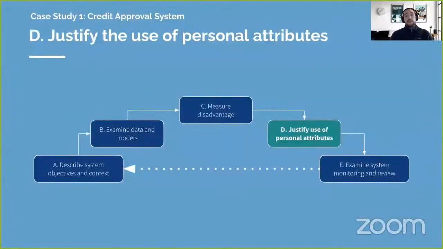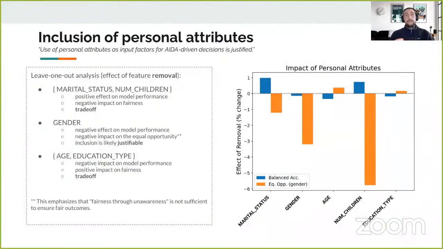Another trade-off I want to touch on is related to the use of personal attributes in the model. In the Singaporean context, the second fairness principle basically requires that the use of personal attributes as input factors for AI and data analytics driven decisions be justified. We approach that by saying, look, a good way to figure out whether the inclusion of an attribute can be justified is to see what happens when you leave it out. So the bar chart on the right is a leave one out analysis. It goes through the personal attributes in the data, removes them from the set of input features to the model, retrains the model, and sees what happens.